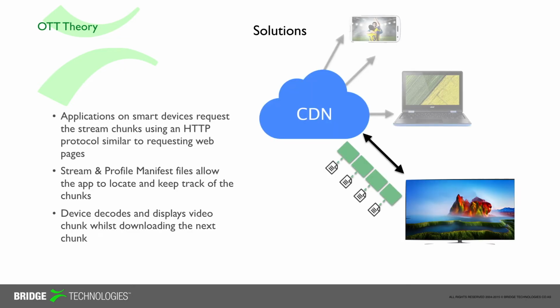So applications on the smart devices request the stream manifest. So the manifest tells it where the content is located and how to request it. And the stream and profile manifests, I'll talk about profiles in a minute, enable the application that's playing the video to keep track of where it is. Usually, as the display of one 10-second chunk is ongoing, then the next 10-second chunk is being downloaded in the background.